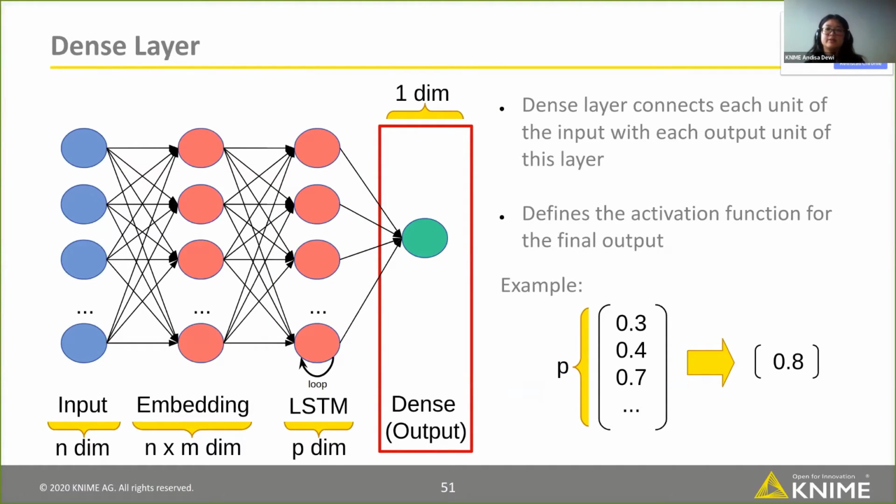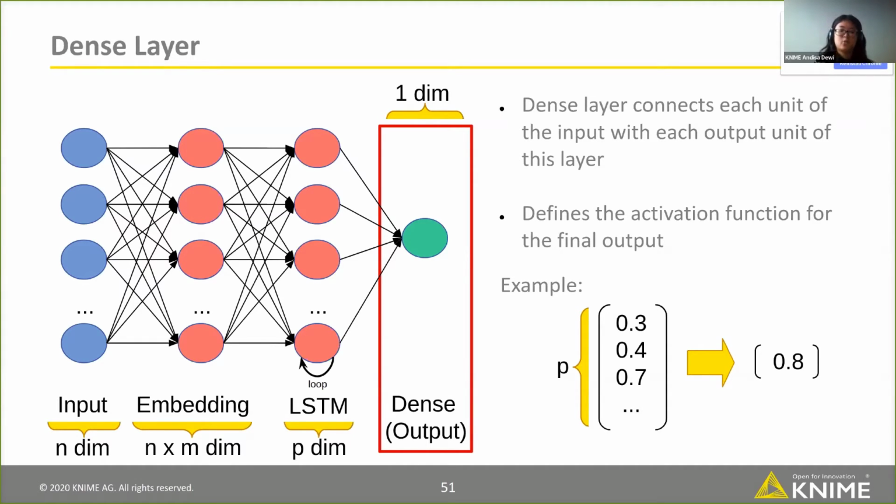And the last layer is the output layer, which is the dense layer. This layer is very straightforward because what it does is just connects each unit of input with each output unit. And at this point, our input is a vector of size p. And for our sentiment analysis, we want our output to be a number that indicates whether this document is positive or negative. So what we need is a function that maps this vector to one value.